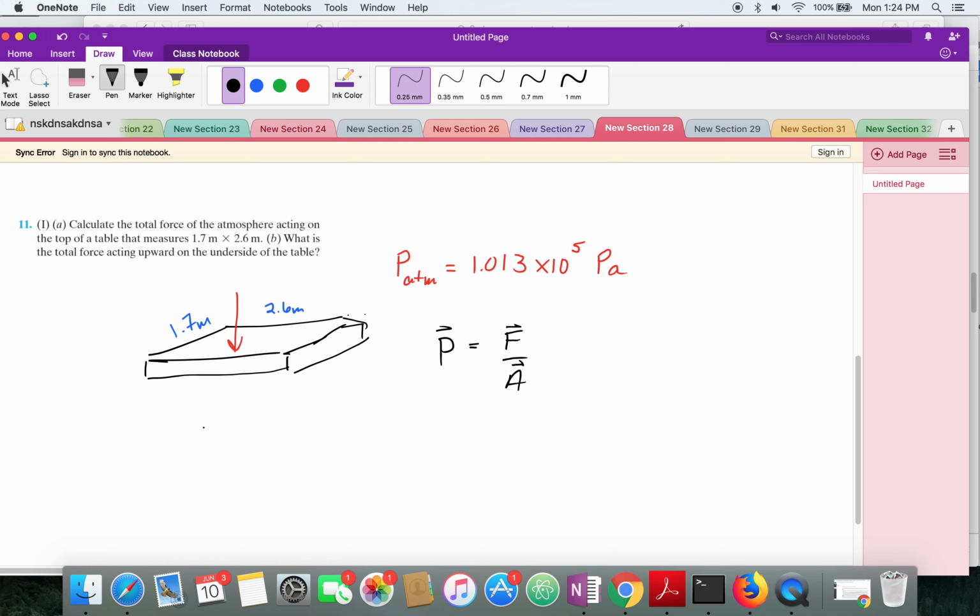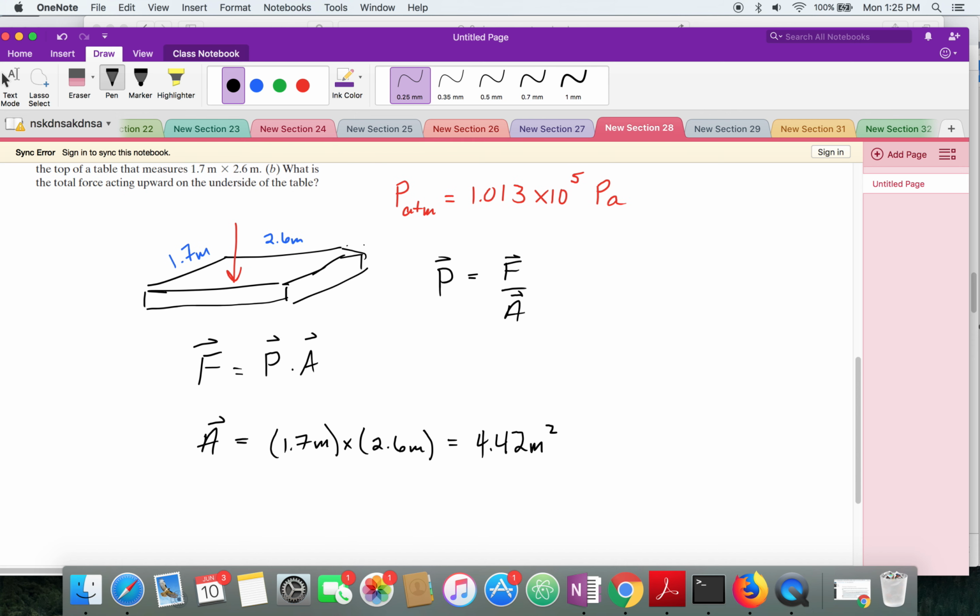So therefore the force is pressure times area, and our area is going to be 1.7 times 2.6. The area is a vector as well. The area is going to be 1.7 meters times 2.6 meters. So let's see what we get there. 1.7 times 2.6, and that is going to be 4.42 square meters.